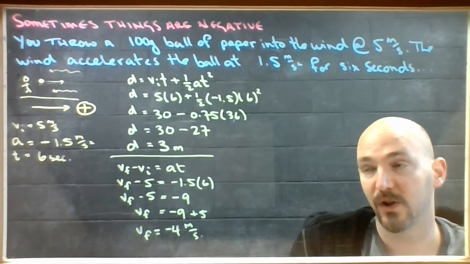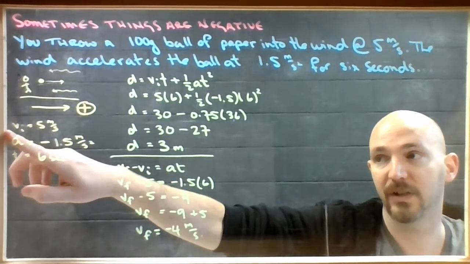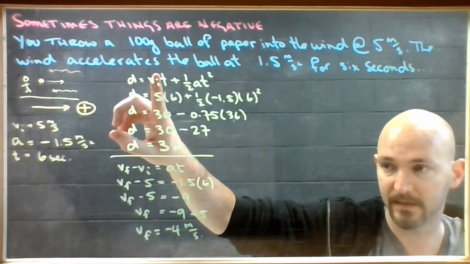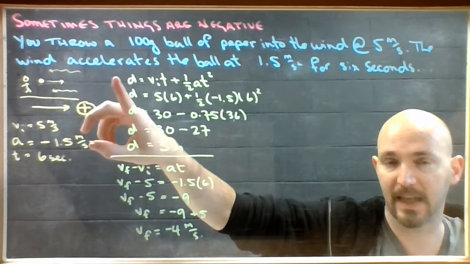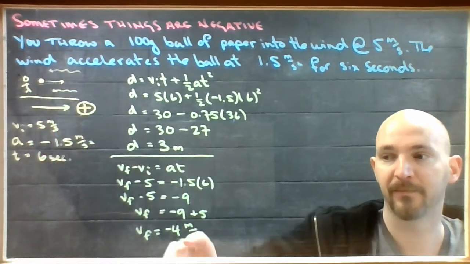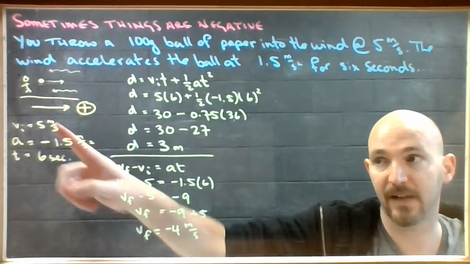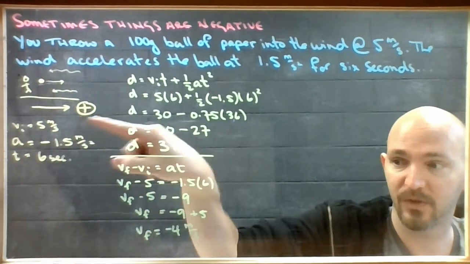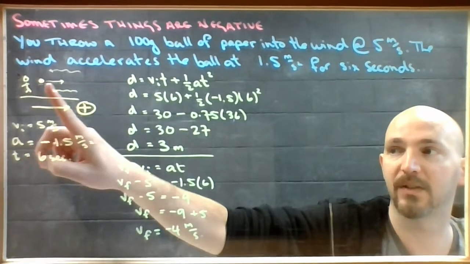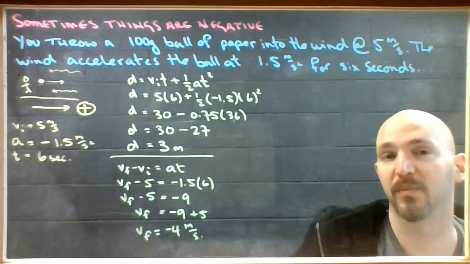Alright, so to interpret this, the person initially threw the ball at 5 meters per second and it headed to the right. At some point, it came to a rest and started to head back towards this person. 6 seconds after it was thrown, it is headed to the left at 4 meters per second and is located 3 meters to the right of where the person threw the ball.